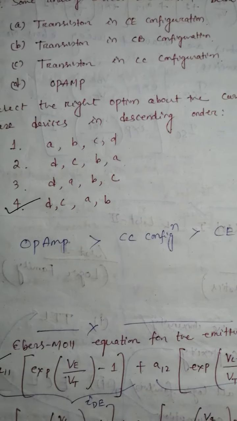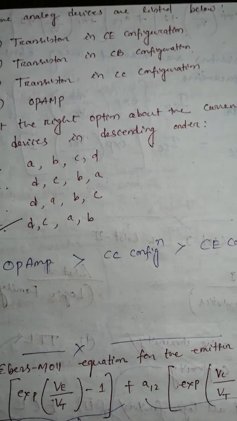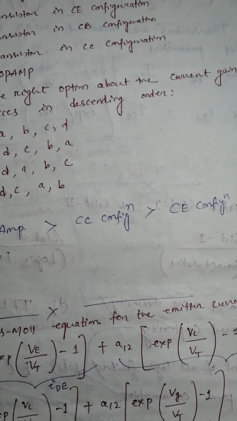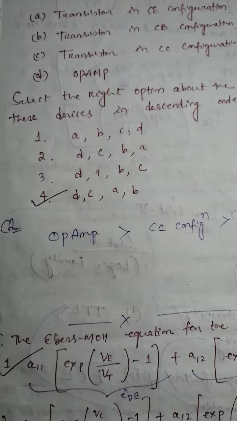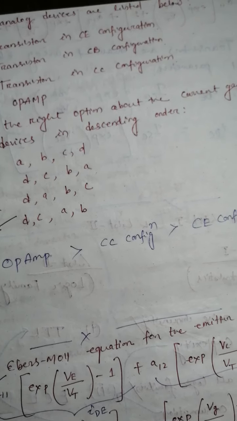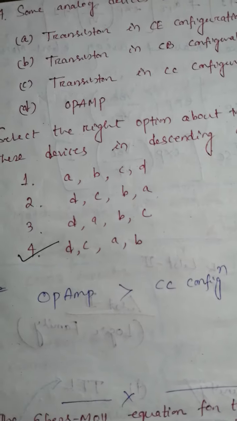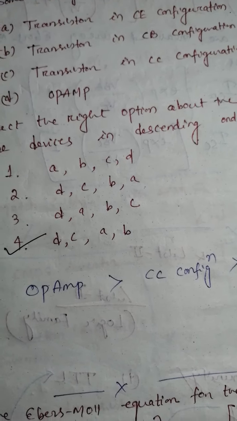Transistor in CB configuration. C, transistor in CC configuration. And D is op-amp. Select the right option about the current gain of these devices in descending order. And the correct answer will be option number 4, that is DCAB.